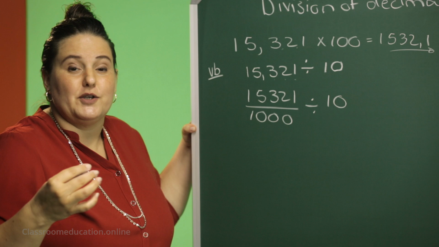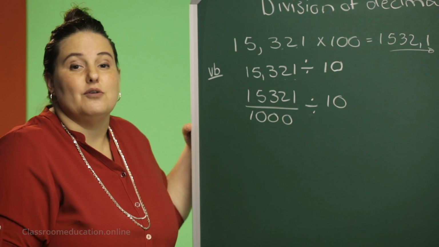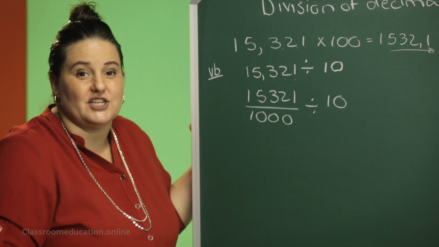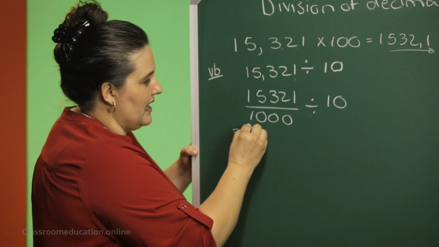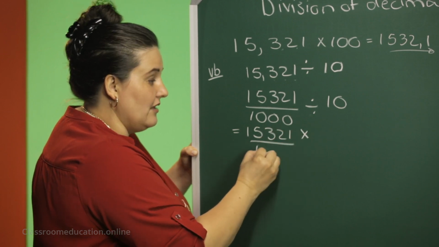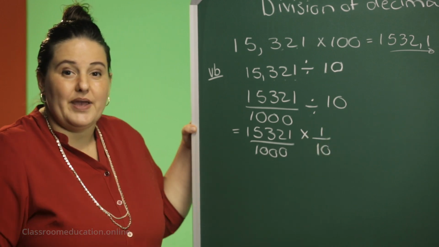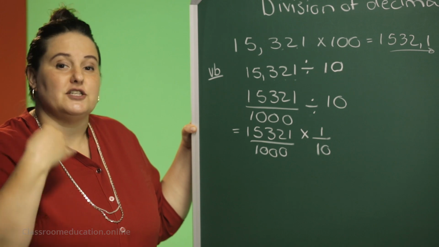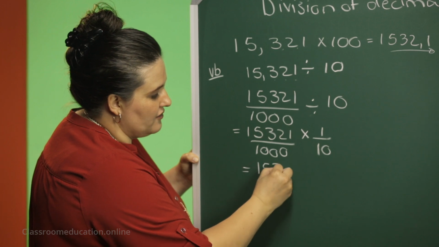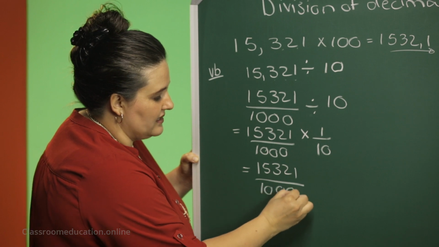Can you remember what we do if we divide? Yes, you change the division to a multiplication and then you write the reciprocal, or you flip the fraction that follows. So this will be the same as 15,321 thousandths times 1/10. And now we have common fractions. So multiply top by top and bottom by bottom. So I will have 15,321, but not now over 1,000, but over 10,000.